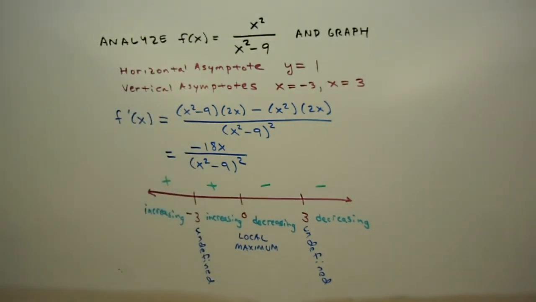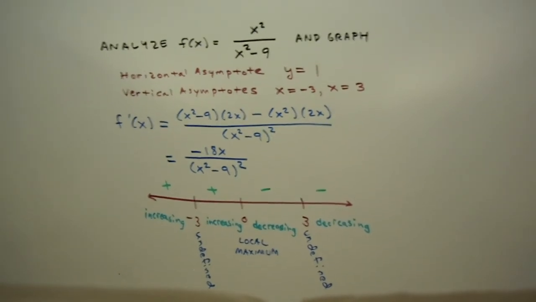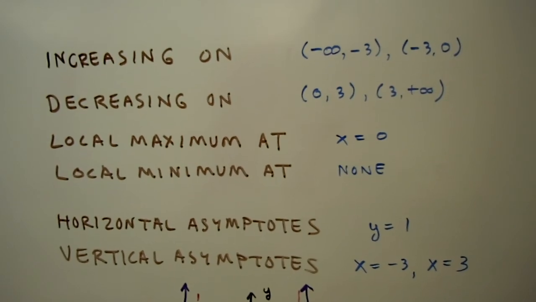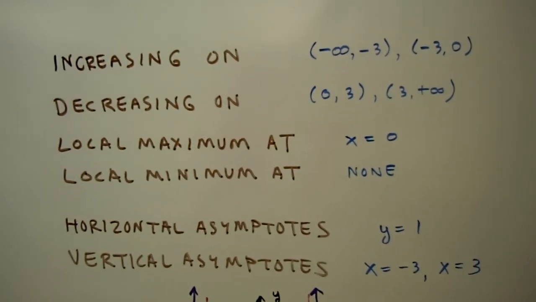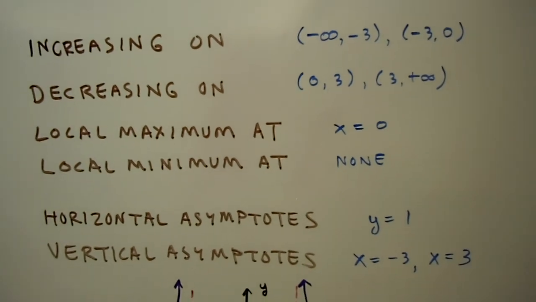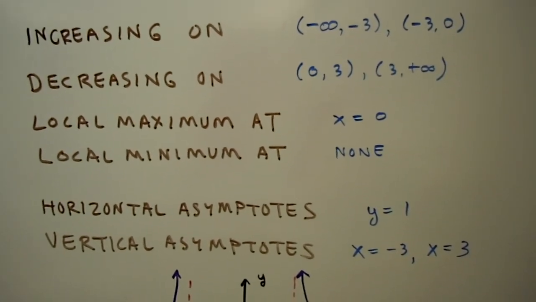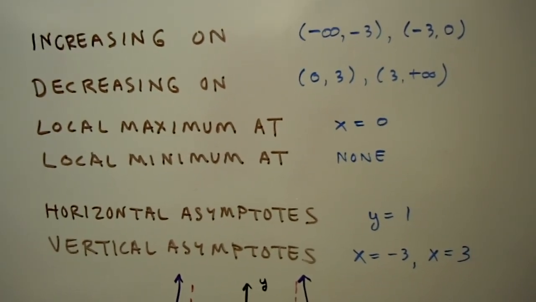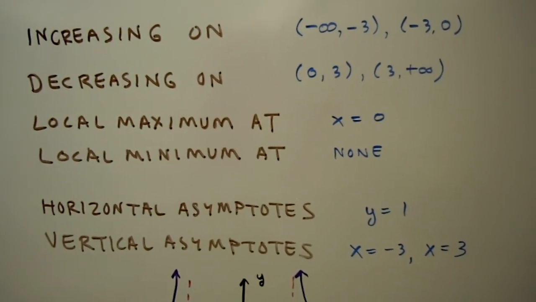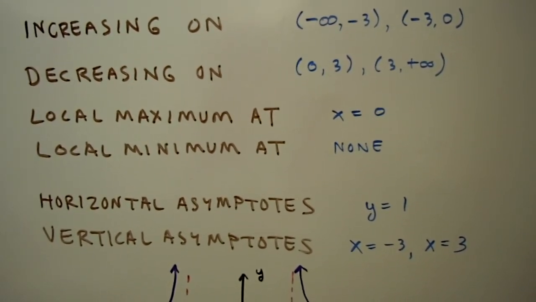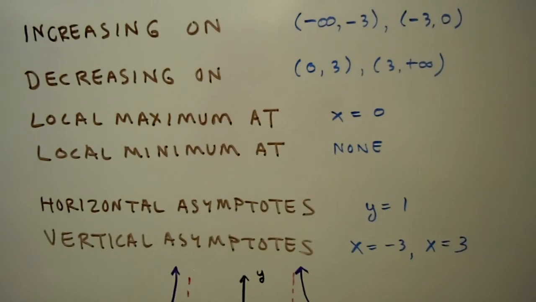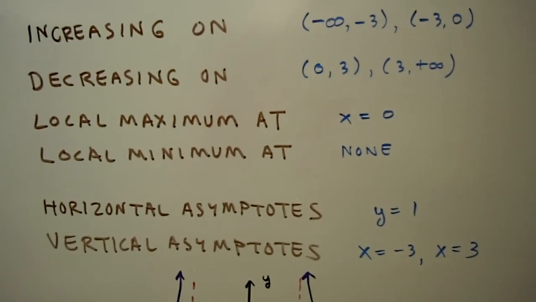So to summarize what the first derivative told us about the function, the function is increasing on the intervals from negative infinity to negative 3 and negative 3 to 0, decreasing on the interval 0 to 3 and 3 to positive infinity, has a local maximum at x equal to 0, local minimum, well, it doesn't have any. And then it has a horizontal asymptote, and again, remember, write y equal to 1, not just 1. And then for the vertical asymptotes, x equals negative 3, x equals 3, and list those separately, because writing down simply plus or minus is not actually a number.